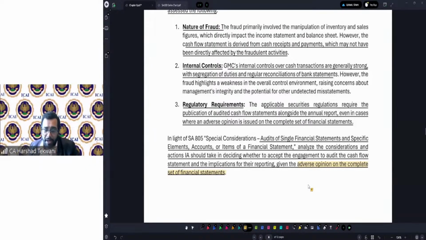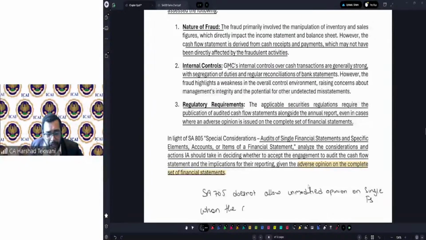So SA 805 says that in case you have an adverse opinion as per SA 705, at the same time SA 705 does not allow an unmodified opinion on a single FS when the auditor has issued an adverse opinion on the complete set.